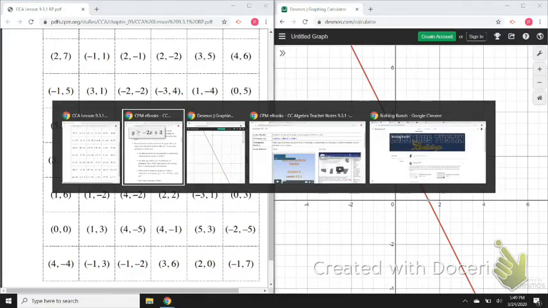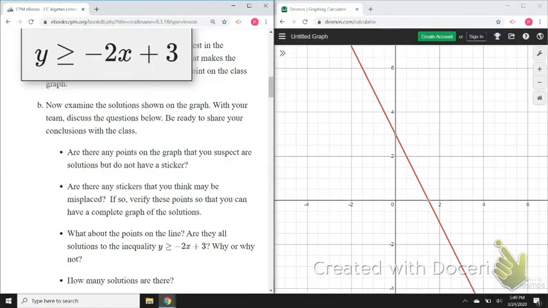Let's go back here. It says, are there any points on the graph that you suspect are solutions but don't have a sticker? Are there any stickers that you may think may be misplaced? If so, verify these points so that you can have a complete graph of the solution. Okay, what about the points that actually land on the line? Are they all solutions to the inequality? Why or why not? So, because this is y is greater than or equal to, that means if it's on the line, it's still part of the solution, okay?